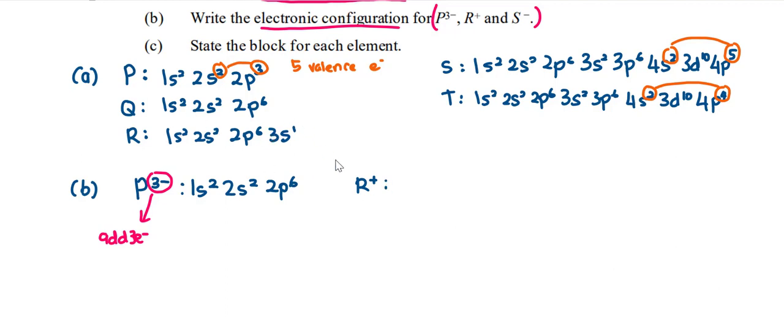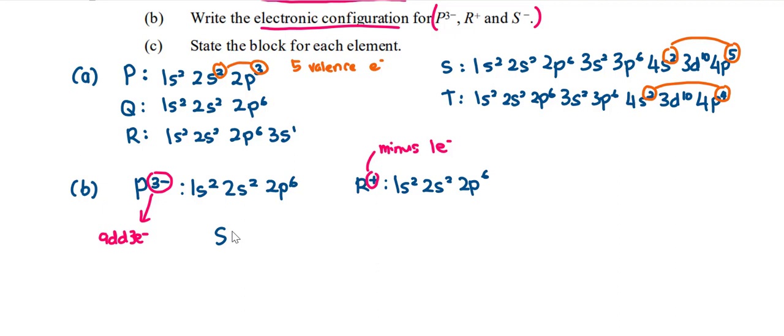Okay, so R plus, positively charged, kita perlu tolak elektron, minus the electron. So berapa banyak nak minus, tengok charge dia. Kalau positif 1, maksudnya minus 1 electron. So kita akan minuskan dia daripada the outermost shell. So dalam 3s ni kita akan buang. Okay, so kita akan dapat 1s2, 2s2, 2p6 untuk R plus.